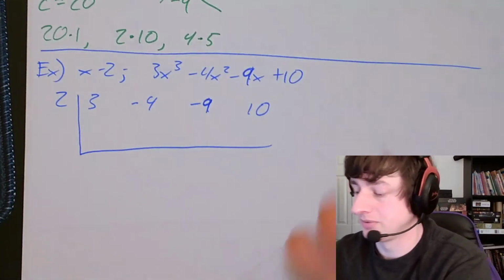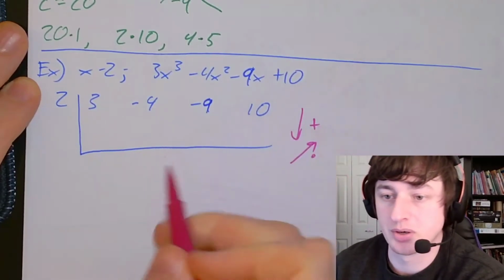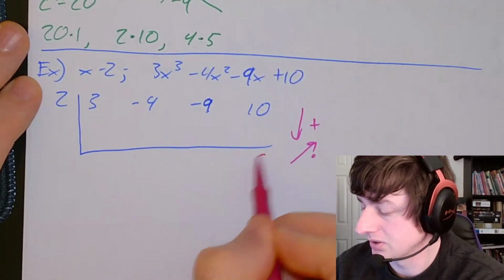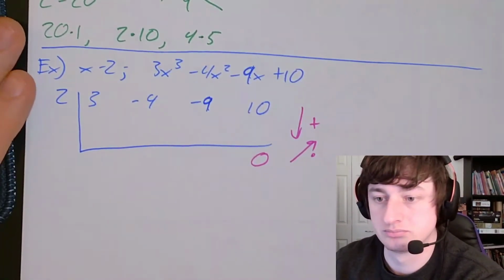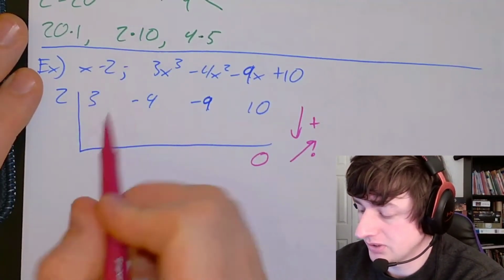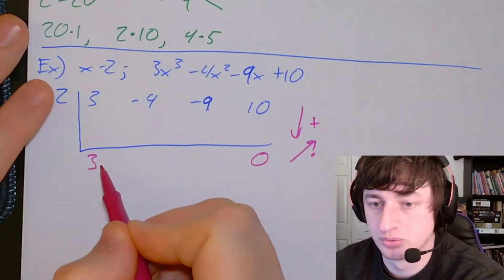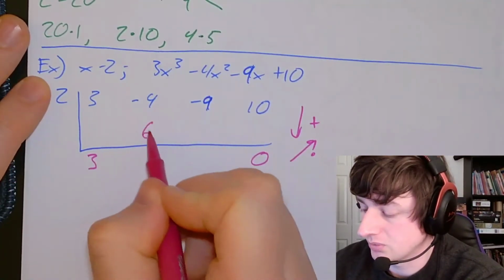So we're going to add down and multiply to get our next addition problem until we get to the end. And we're going to get 0 because it's a factor. We've already been told it's a factor. So we add the 3 down. We're going to multiply that bottom number by 2. And then we're going to add these two.